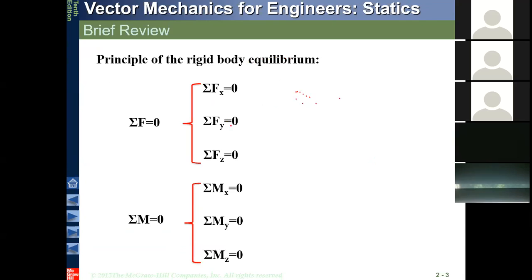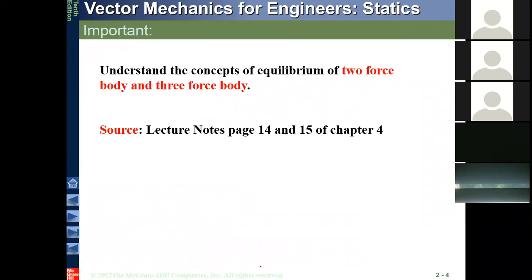All right. So for 2-dimensional case, you just have the first 2 equations and the moment around axis Z, which is the axis out of the two-dimensional plane. So for 3D case, you have 6 equations, and for 2D case, you're going to have just 3. And well, you had 2 concepts for equilibrium of 2 force body and 3 force body.